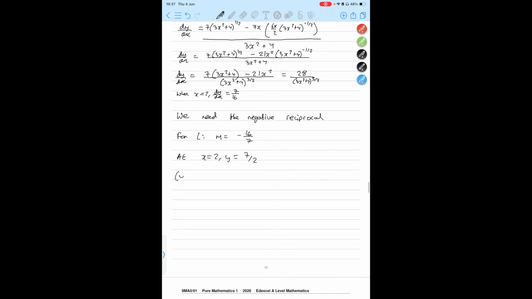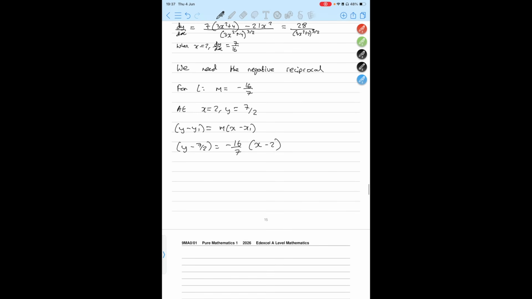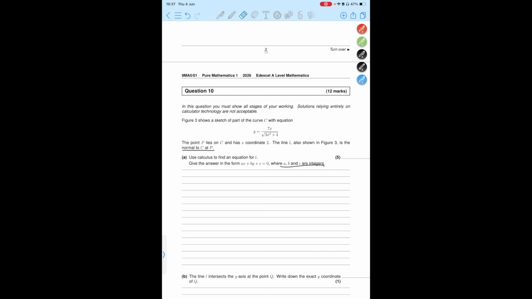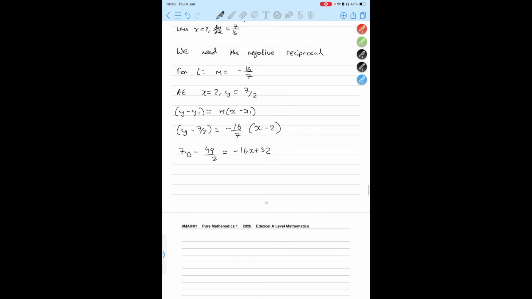Okay, so y minus y1 equals m times x minus x1. So y minus 7 over 2 equals minus 16 over 7 times x minus 2. So I'm going to multiply by 7 here. 7y minus 49 over 2 equals minus 16x plus 32. Now I'm going to multiply again by 2 because I think it wants integers. So we multiply by 2 again to get 14y minus 49 equals minus 32x plus 64.